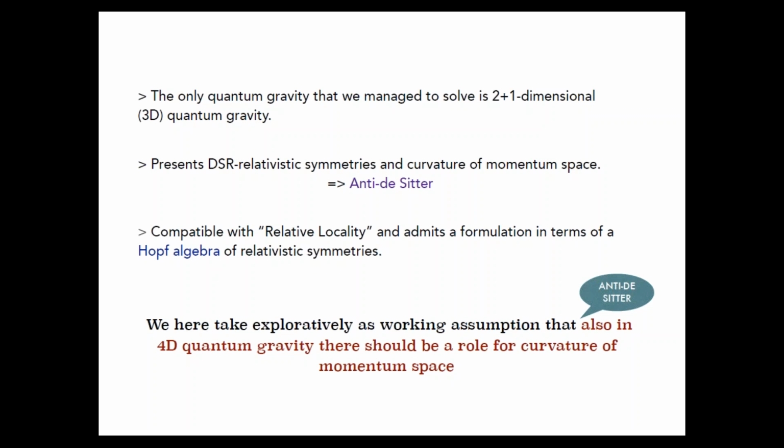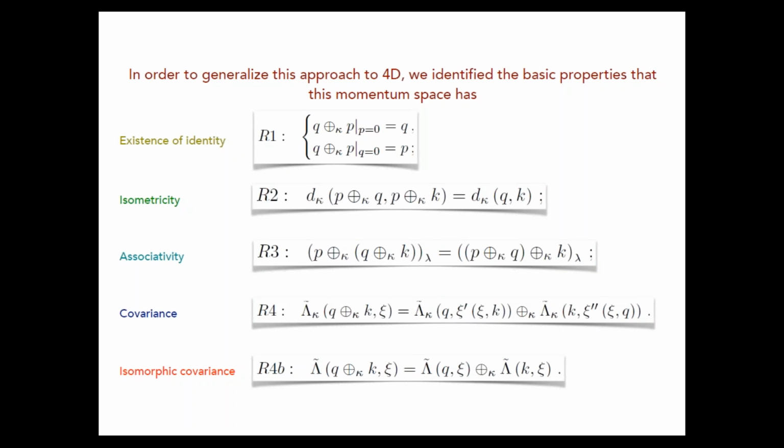Well, so here we take, exploratively, as a working assumption that also in 4D quantum gravity, maybe a curved momentum space should appear in some limit. And naturally, one way of thinking about this is the anti-de Sitter. So, we wanted to work on this subject using geometric tools.